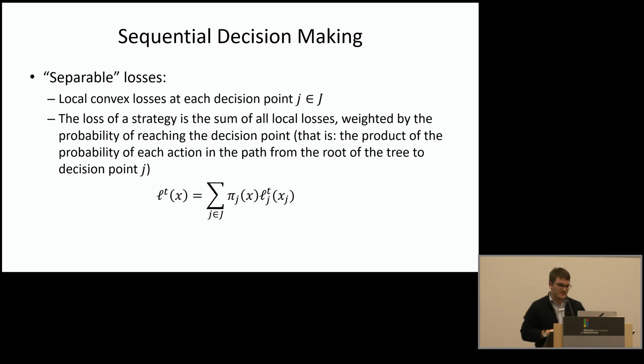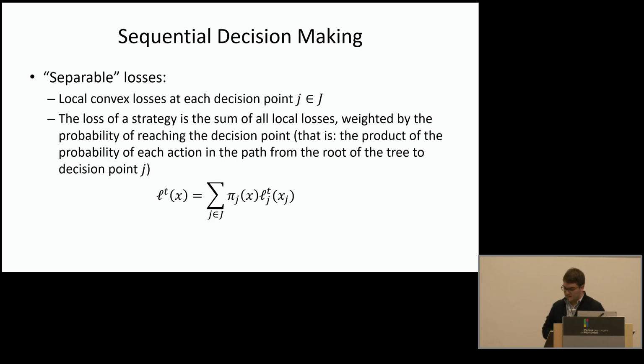The kind of losses that we consider on this structure are what we call separable losses. So we are not able to handle all types of losses, but we handle a generic class, which is separable losses. The idea is that we have a loss function for each decision point. In particular, the loss functions that we consider are convex. And the loss on the whole structure is just defined as the weighted sum of these losses, weighted by the probability of actually reaching the decision point, which is defined as the product of the probabilities on the path that goes from the root to the decision point.